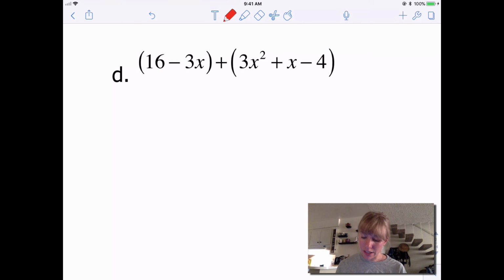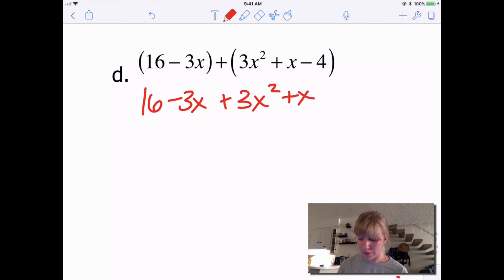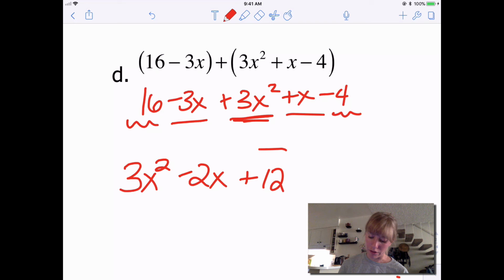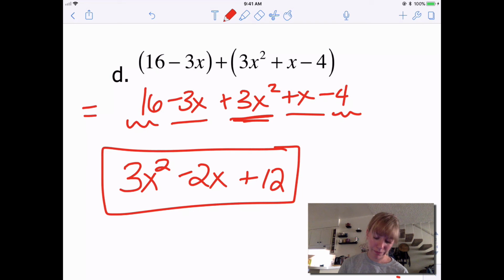On this one, you'll notice that my 16 and negative 3x, they're not written in descending order, but that's okay if we're just asked to add. We'll just put ours in descending order in the end. So I look, my highest power is an x squared, so I'll go 3x squared first. Then I've got x's. Negative 3x plus x is negative 2x. And then 16 plus a negative 4 is positive 12.